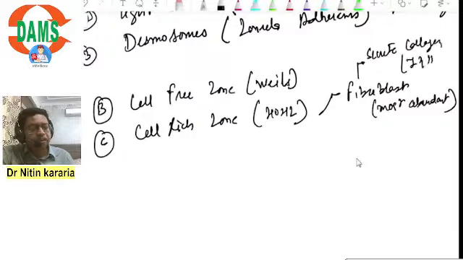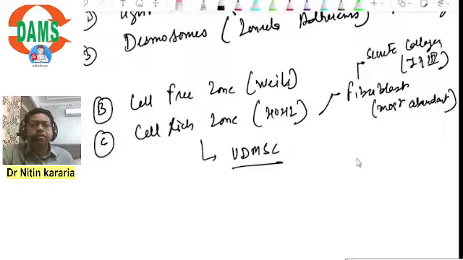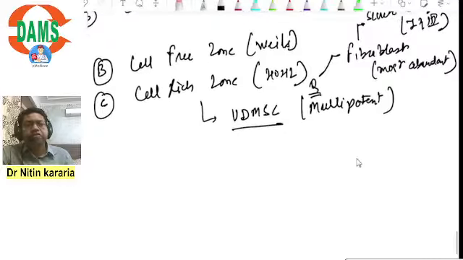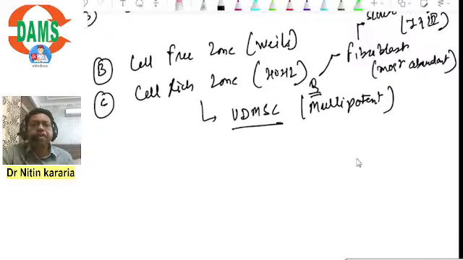These fibroblasts principally secrete collagen. Collagen type 1 and type 3 is secreted by what? Fibroblasts. Then the cell rich zone also consists of undifferentiated mesenchymal stem cells. UDMSC stands for undifferentiated mesenchymal stem cells. All these stem cells are multipotent. Okay, what type of stem cells are present in the dental pulp? They are the multipotent stem cells.